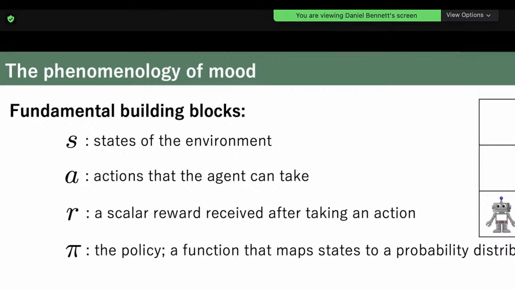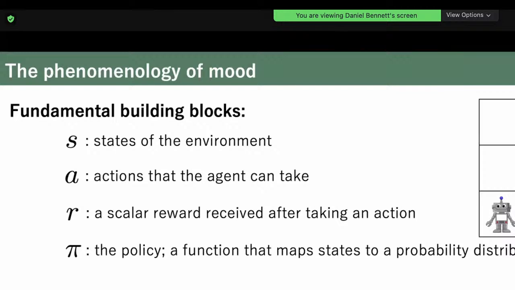So if the agent knows that it's in the bottom left state, it can go up or it can go right. So the policy is the function that specifies what's the probability of going up and what's the probability of going right. And then once we have those building blocks, there are some learnable functions.